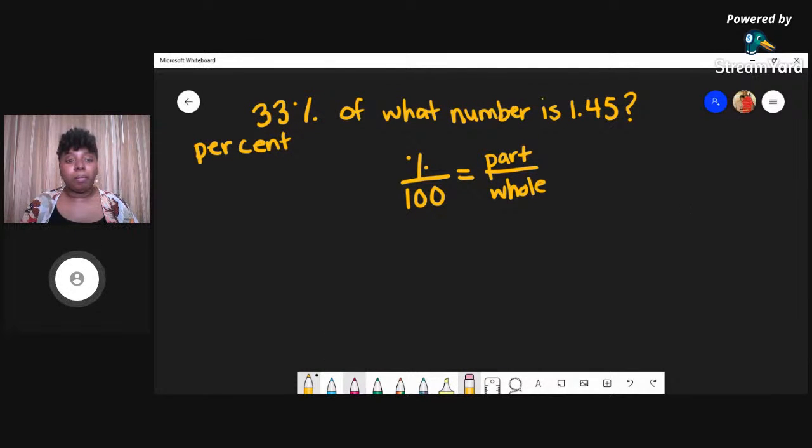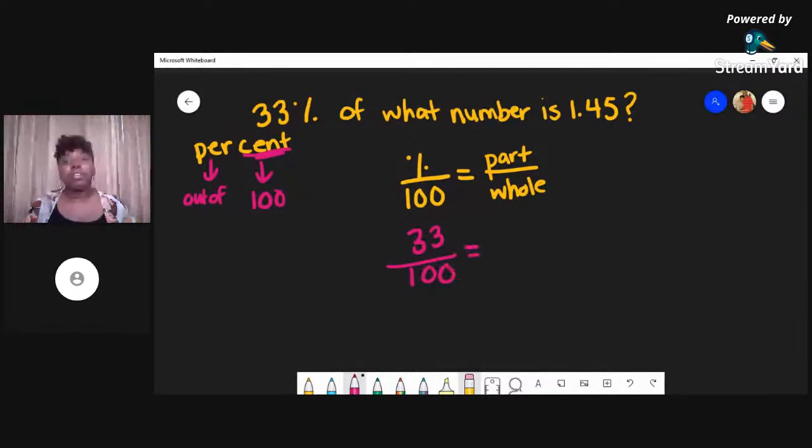A percent is part of 100. Good. Okay. So cent, century, good. It is a number out of 100. Perfect. So how would you write 33% as a fraction? 33 over 100. Awesome. So we already have the left side. 33% is 33 over 100. So now 33 is my percent. That was the easiest to identify because there's a percent sign.